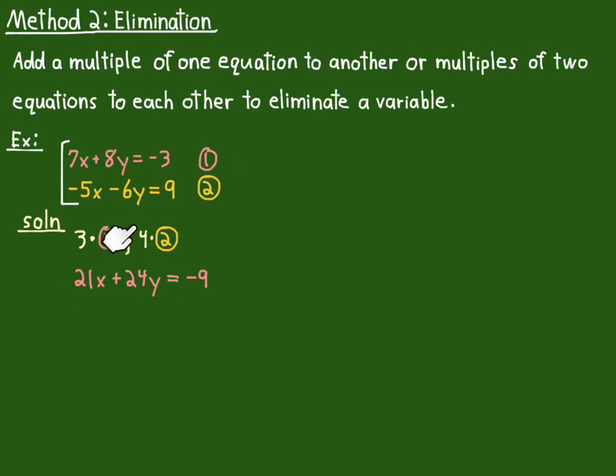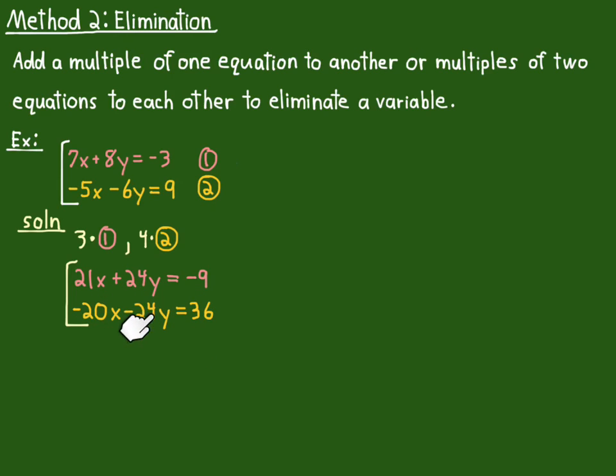And then I'm going to take 4 times the second one. And 4 times the second one, just all the way across, multiplying by 4, is negative 20x minus 24y equals 36. And I did that so that these two y coefficients have opposite signs. They're the same magnitude but opposite sign. So if you add these two equations now, the y's will cancel out.